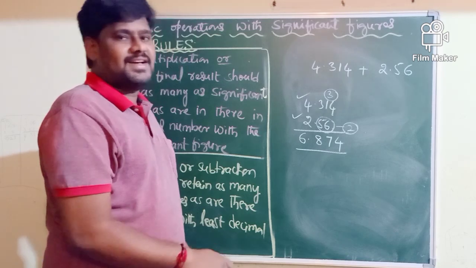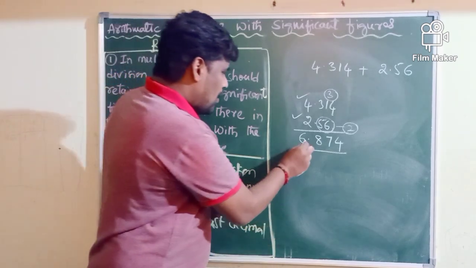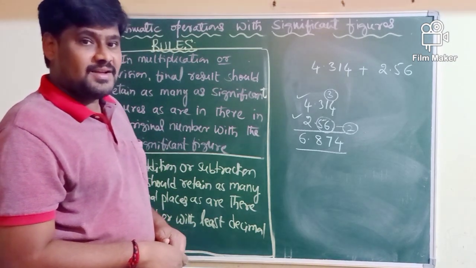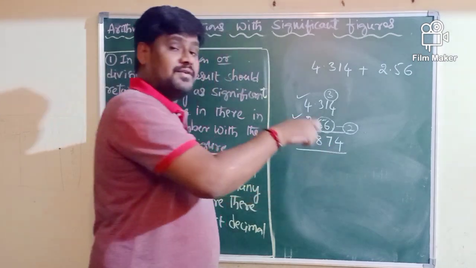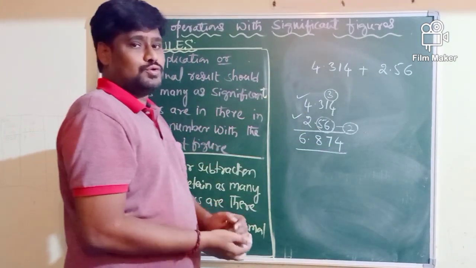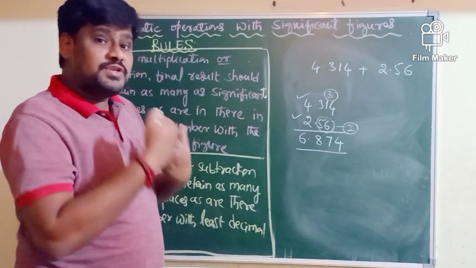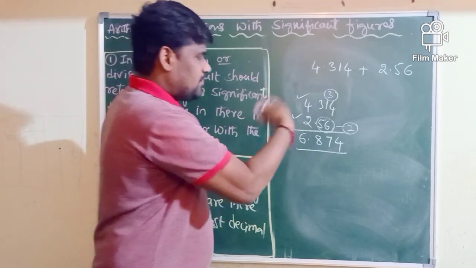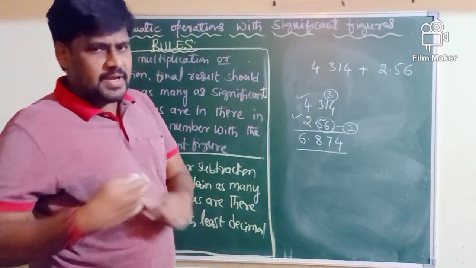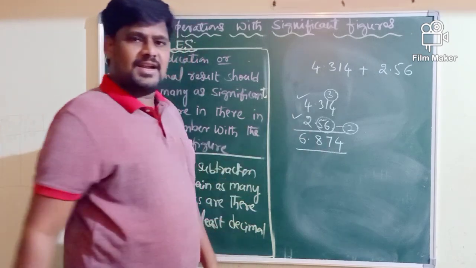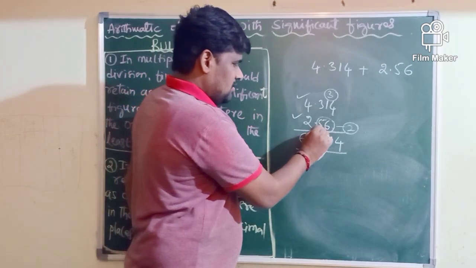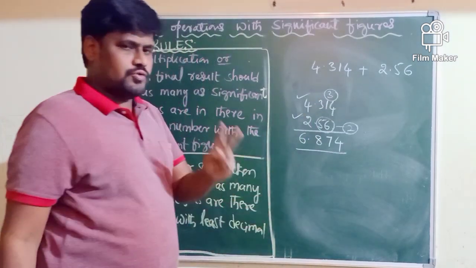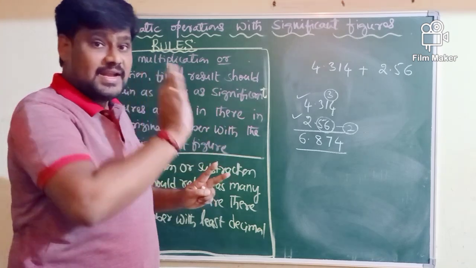In the answer, after a decimal point, how many digits should be there? The number of digits in the final result should be equal to that of the original number which has fewer digits after a decimal point. Whichever number has fewer digits after the decimal point, the result should have that many digits. Therefore, in the answer we should have only 2 digits after the decimal point.